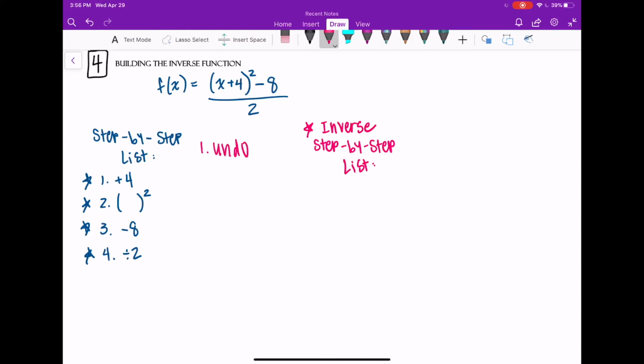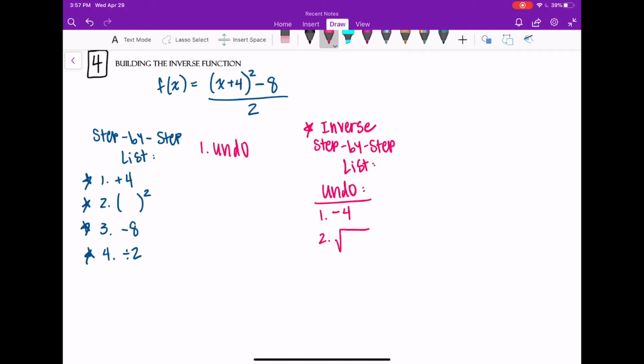The first thing that we need to do is undo the operations that are happening in our original step-by-step list. So how could we possibly undo plus 4? We would minus 4. And how could we undo squaring something? If we have a quantity squared, how could we cancel that out? It is indeed a square root.